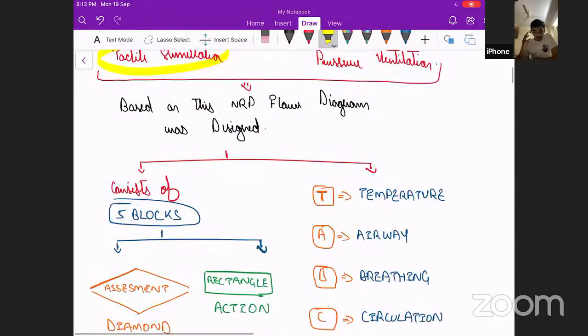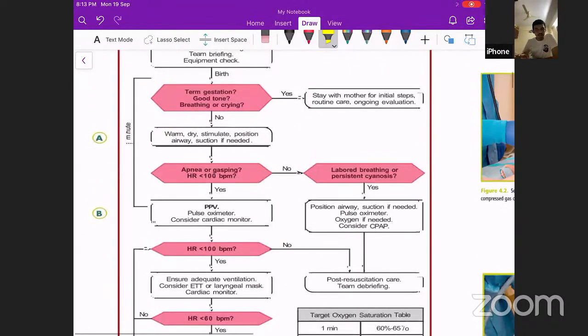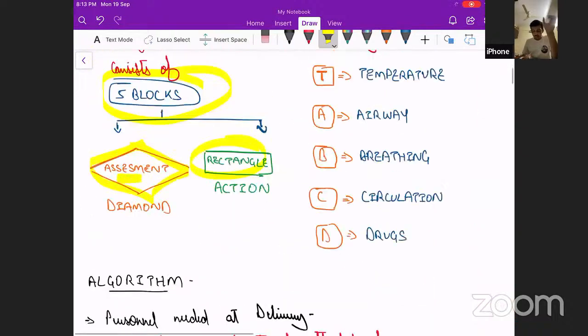Based on this pathophysiology, ILCOR has come up with the NRP flow diagram. Based on this, it was designed, and it consists of five blocks. In that, the diamond is for assessment of the child, and the rectangle gives what action is to be taken. The algorithm you will see now is the one which is going to be discussed next.